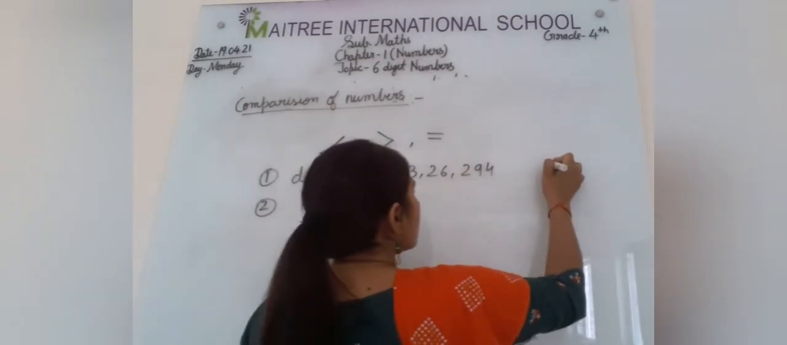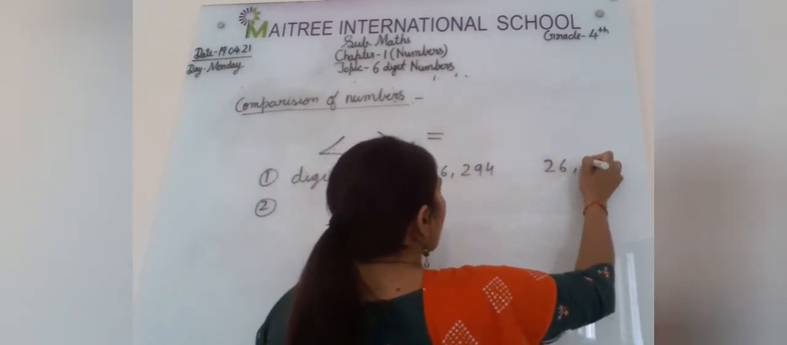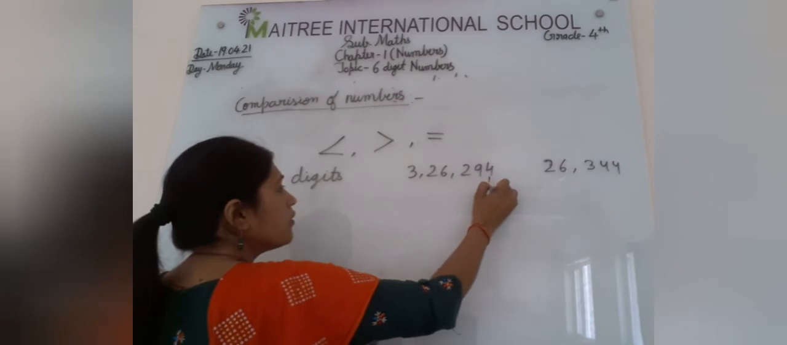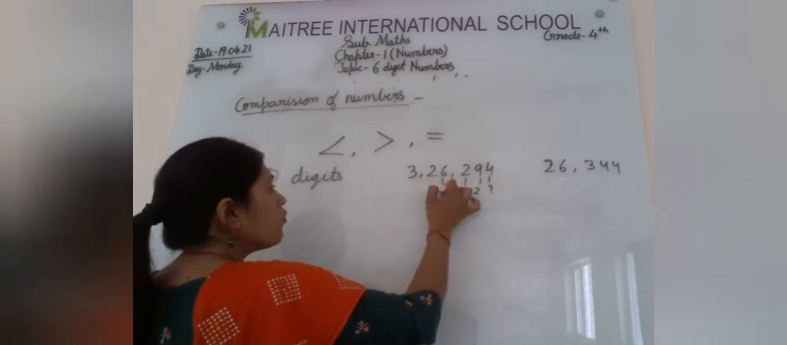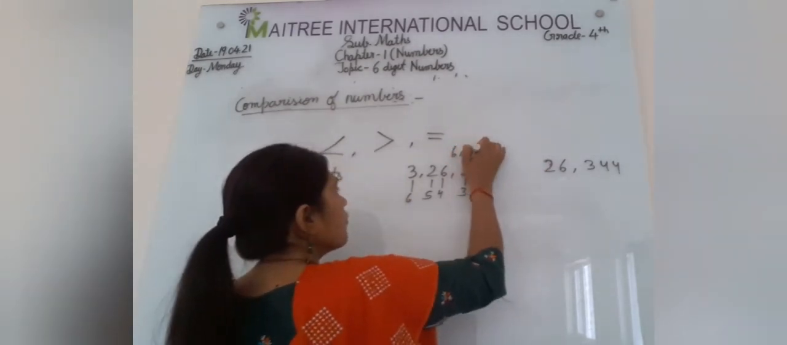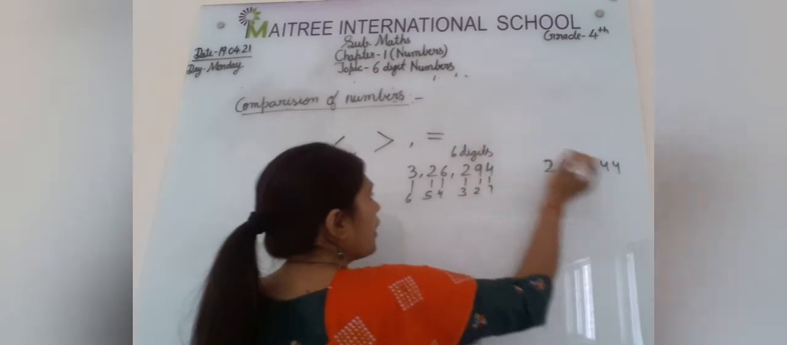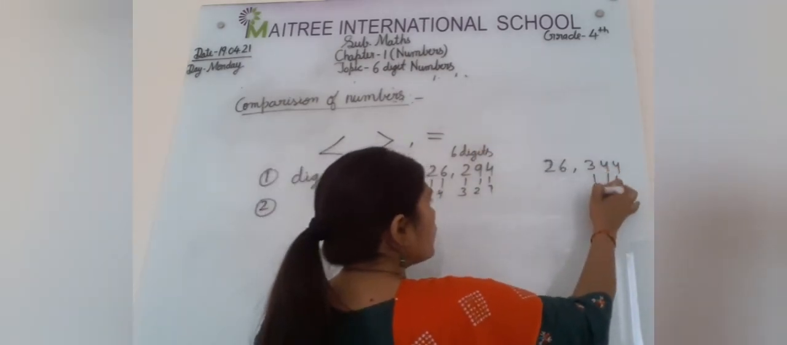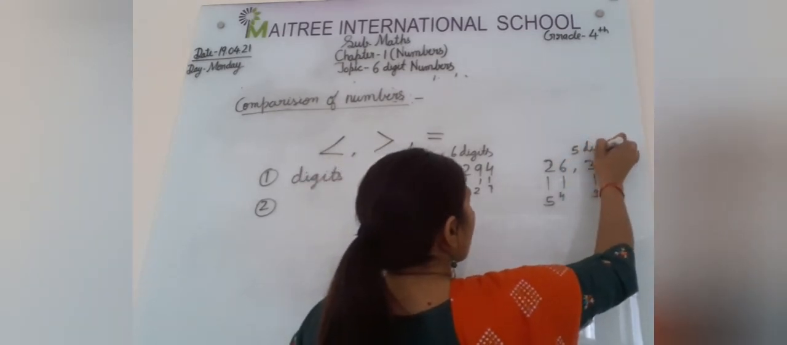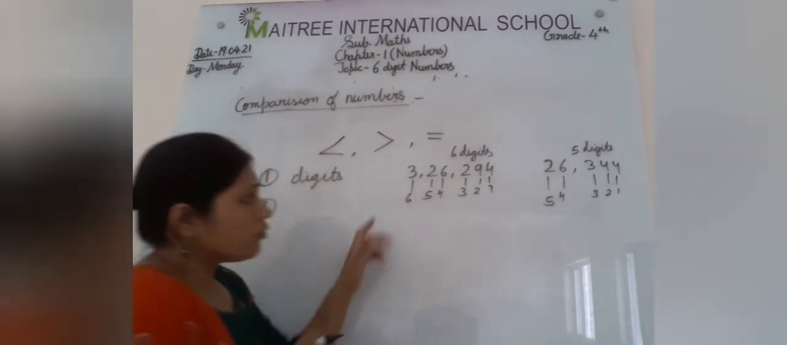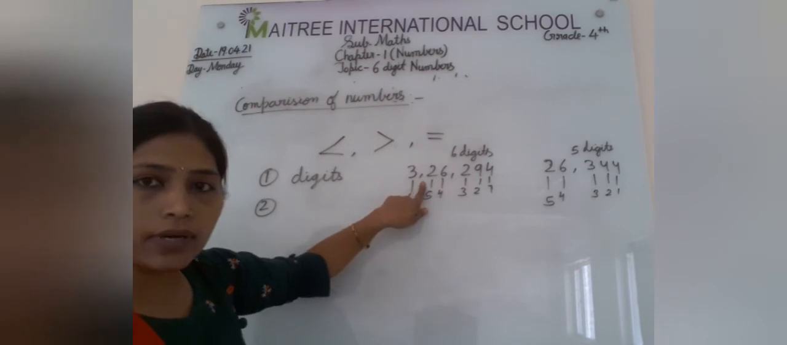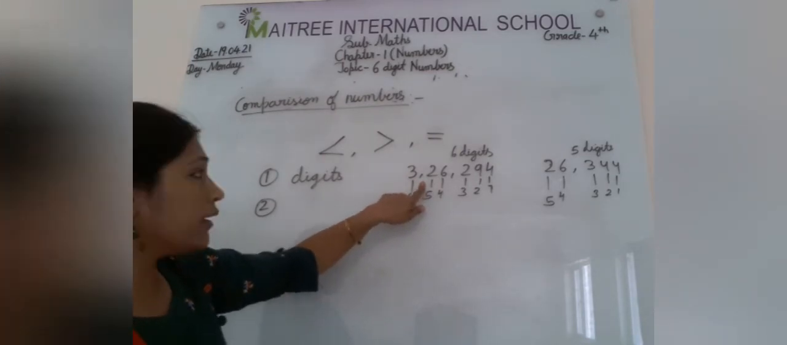And the other is... see here, if I am comparing the digits: 1, 2, 3, 4, 5, 6 digits are there, 6 digits. And here 1, 2, 3, 4, 5 digits are there. So which number has more number of digits? This number, this one. So that is a bigger number. Clear? That is a bigger number.